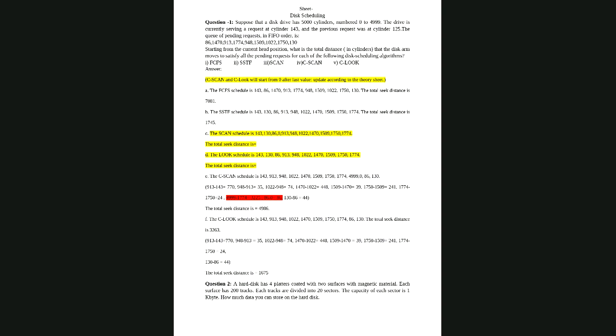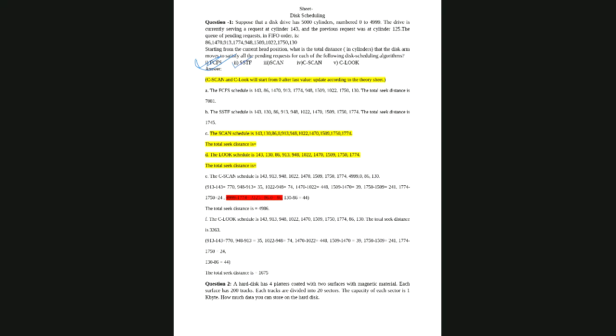We will divide this sheet into 2 weeks. Firstly we will see all the different disk scheduling algorithms. You have first come first serve. Actually it should be FIFO, first in first out, or first come first serve, no problem. Then you have shortest seek time first.